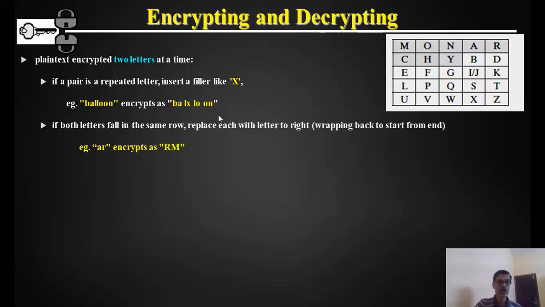Now, while encrypting, I am ready with my word, say balloon, whatever that word is. It's just an example I have taken. I'll take a complete example later and tell you how to encrypt.